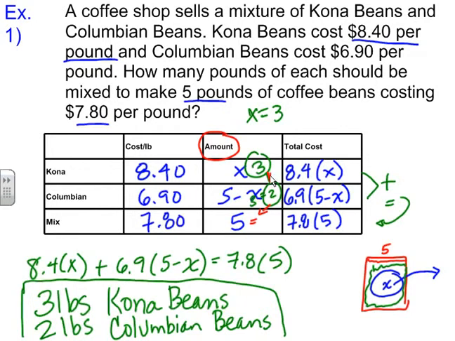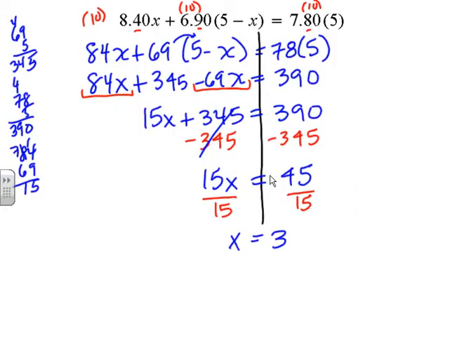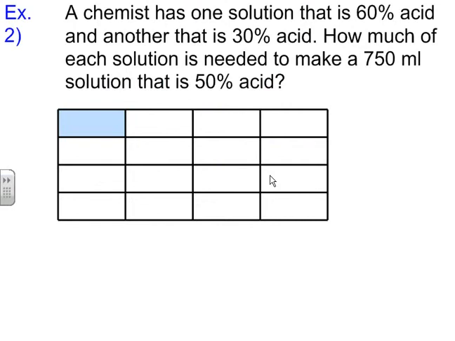Let's look on the back side of the page. This is actually a very classic problem, more than likely a similar one that you will have when you take the state test. So it says a chemist has one solution that is 60% acid and another that is 30% acid. How much of each solution is needed to make a 750 milliliter solution that is 50% acid?